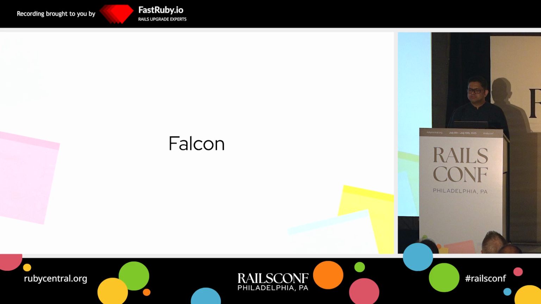So we have established Puma's 2 challenges, I/O blocking and GVL contention. Let's address the I/O problem directly. What if we used a different concurrency primitive than threads? This leads us to an entirely different architecture in Falcon, which is built on fibers and an event loop.